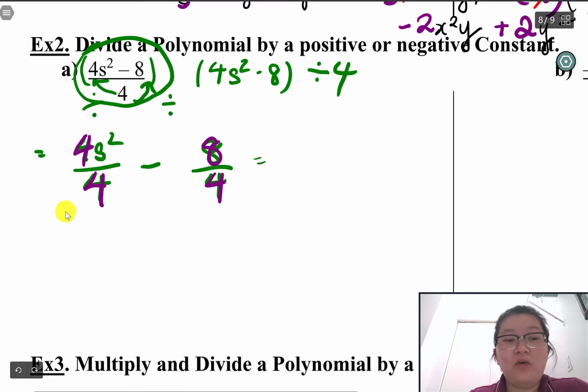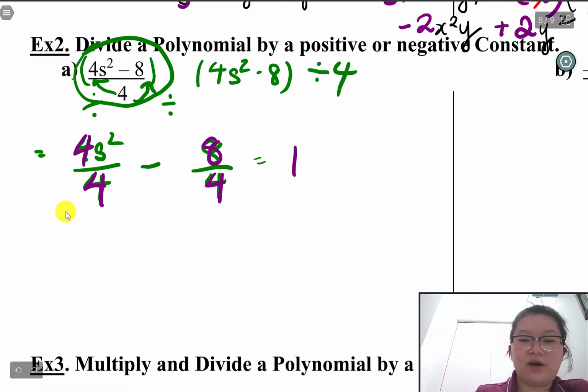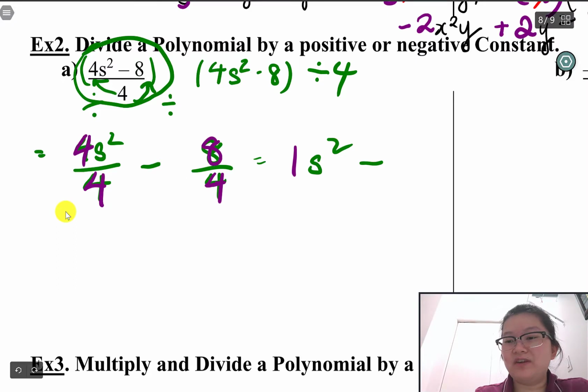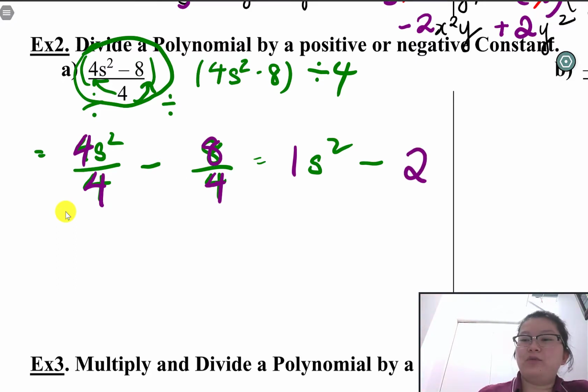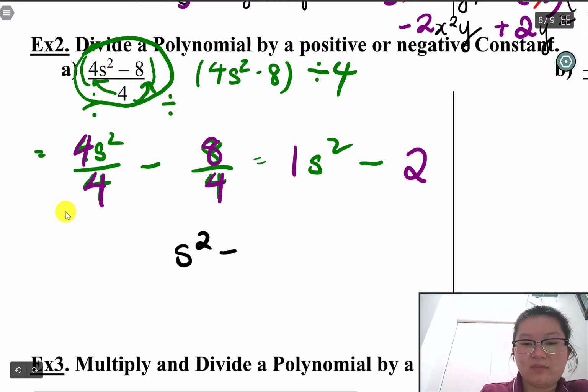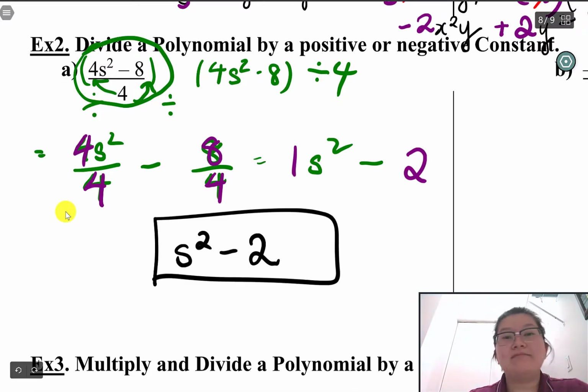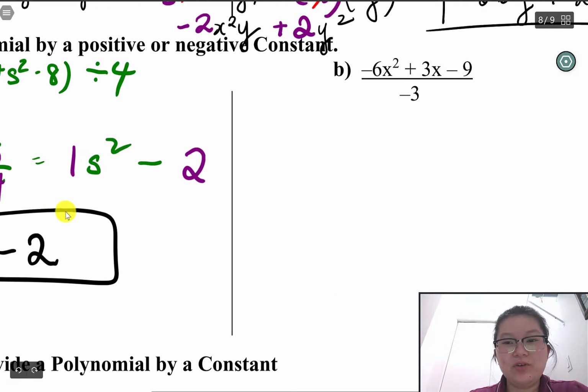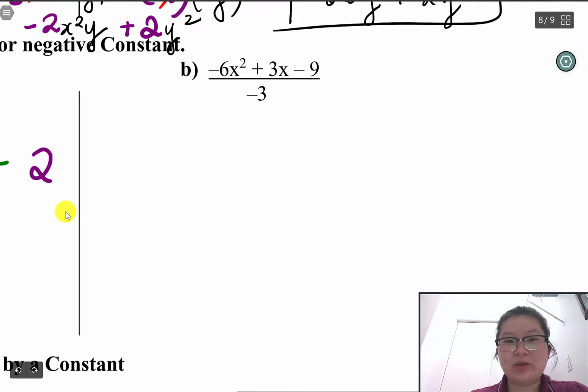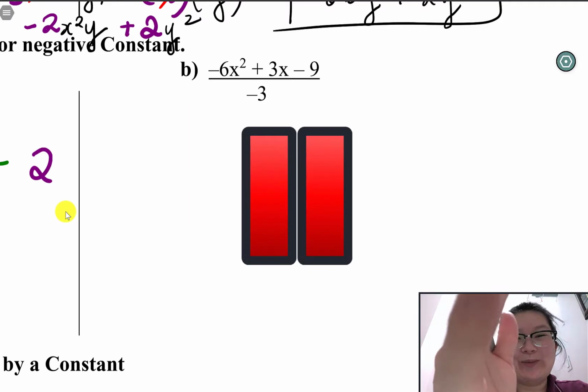So first of all, 4 divided by 4 is going to give us 1. We leave the variable as is, s to the power of 2, minus 8 divided by 4, that's just going to give us 2. And if we want to write it out neatly, this is going to look like s squared minus 2. That's it. Simple as that. Why don't you give example B a try? So, good time to pause the video.